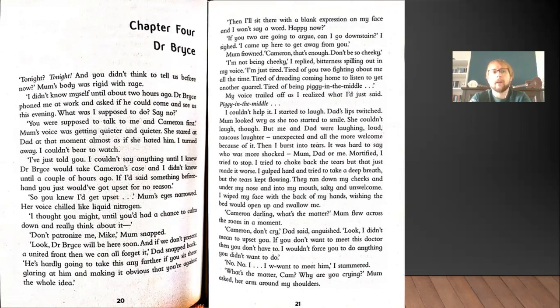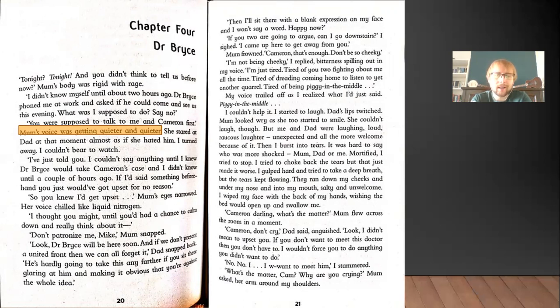Okay, so hopefully you've all read those 2 pages now. One area where I think the author shows us how a character's feeling is just here. "Mum's voice was getting quieter and quieter." So how is that characterizing Mum in this instance? Her voice is getting quieter and quieter.